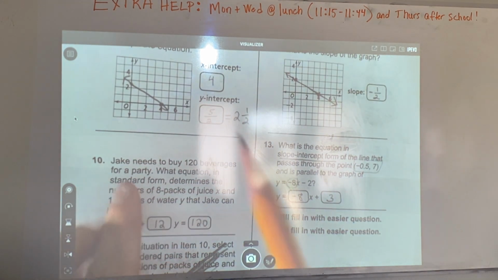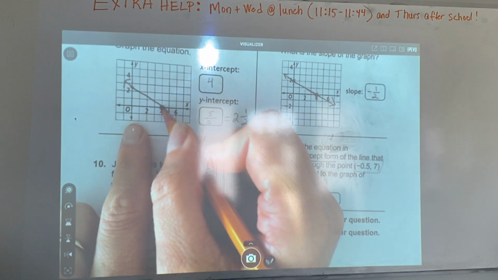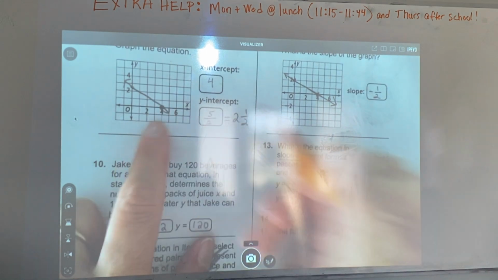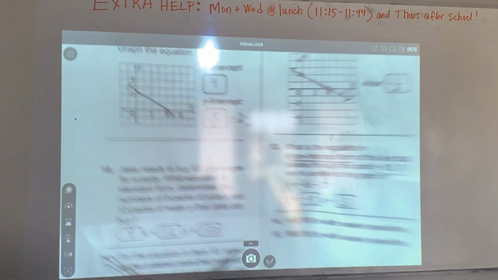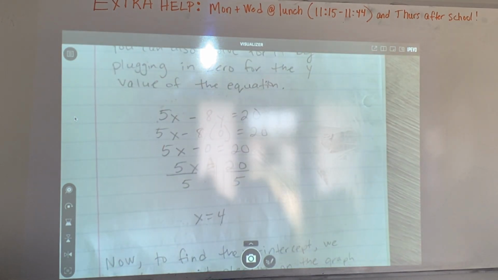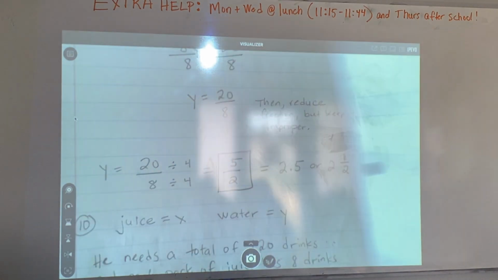Then you go to your x-axis, and you make a point on the x-axis at 4, positive 4. That's done. Now we need to find the y-intercept.